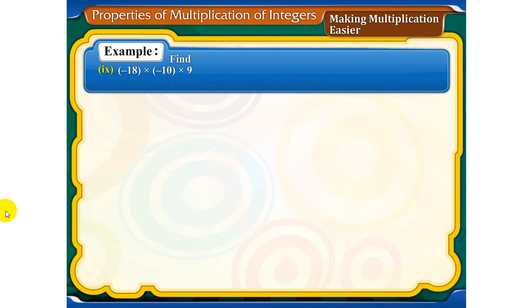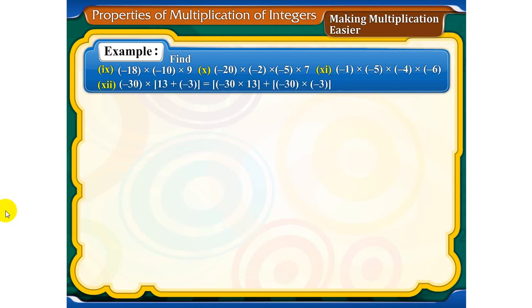9. Negative 18 multiplied by negative 10 multiplied by 9. 10. Negative 20 multiplied by negative 2 multiplied by negative 5 multiplied by 7. 11. Negative 1 multiplied by negative 5 multiplied by negative 4 multiplied by negative 6. 12. Negative 30 multiplied by 13 plus negative 3 equals negative 30 multiplied by 13 plus negative 30 multiplied by negative 3.